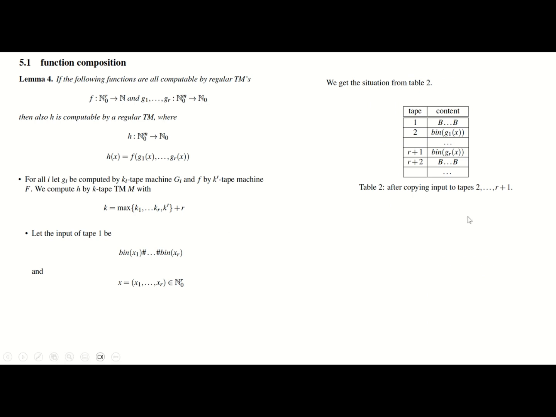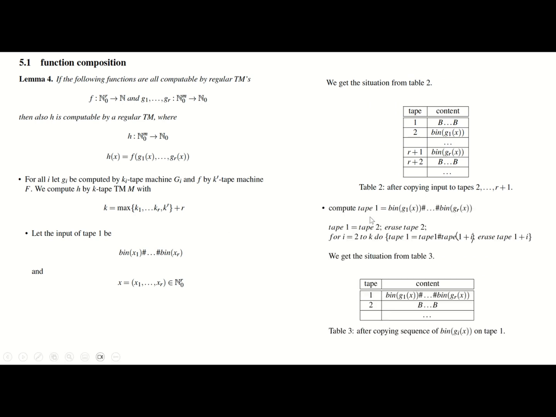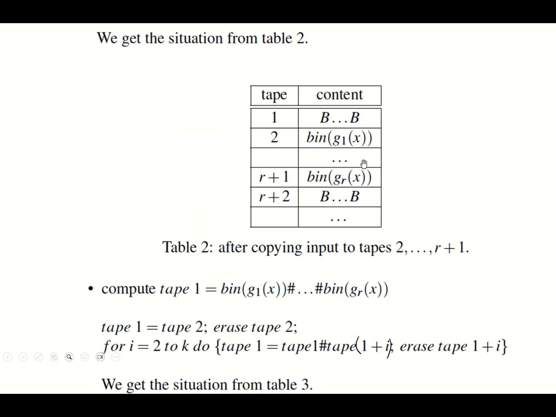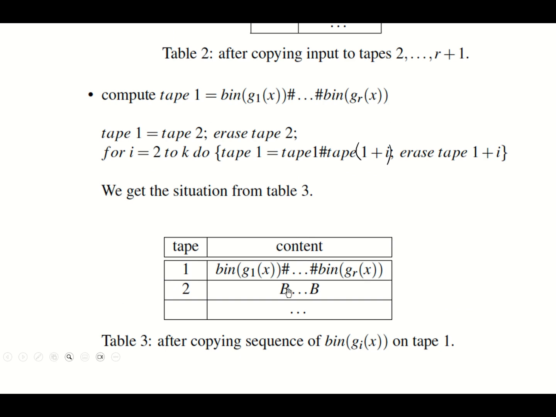So I have this thing here, and now I just compute f. I compute on tape 1, I concatenate, I bring all the g's up here, the binary results of g's, up here on tape 1. And now tape 1 becomes... so how do I do this? How do I copy this? Tape 1 becomes tape 2, I erase tape 2, and for i goes from 1 to k, I do tape 1 becomes tape 1 concatenated with tape 1 plus i, and I erase tape 1 plus i. This is a very complicated way to say that from here, I just copy each one of them up here, and I go up to here, and then I just apply F.